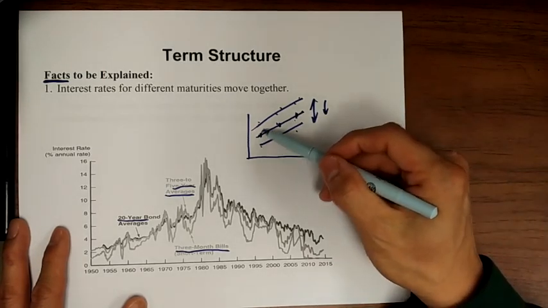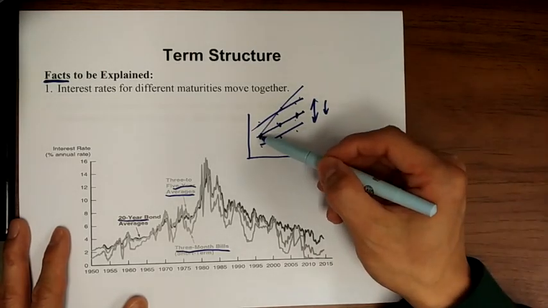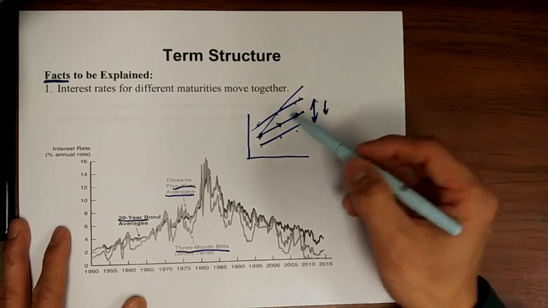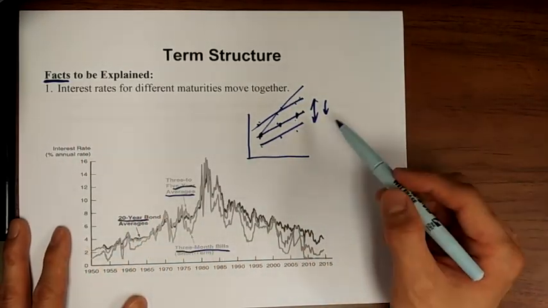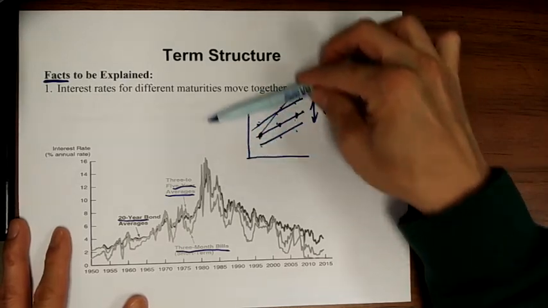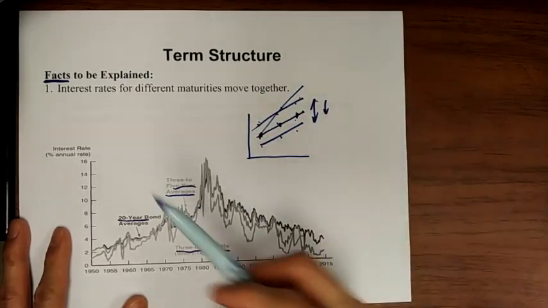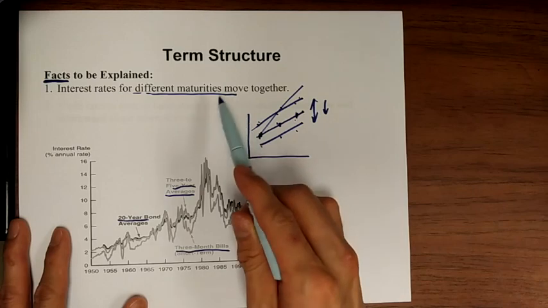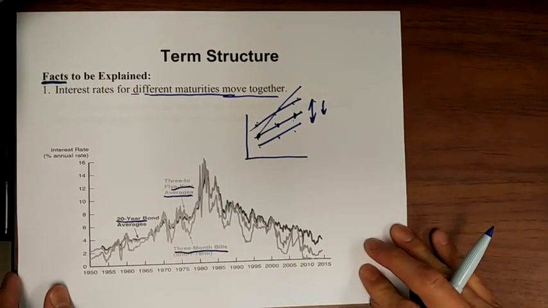It is not like a pivot up. No, this one will increase as well. Therefore, the first fact is that the yield curve in general shifts up and down because interest rates for different maturities in general move together.